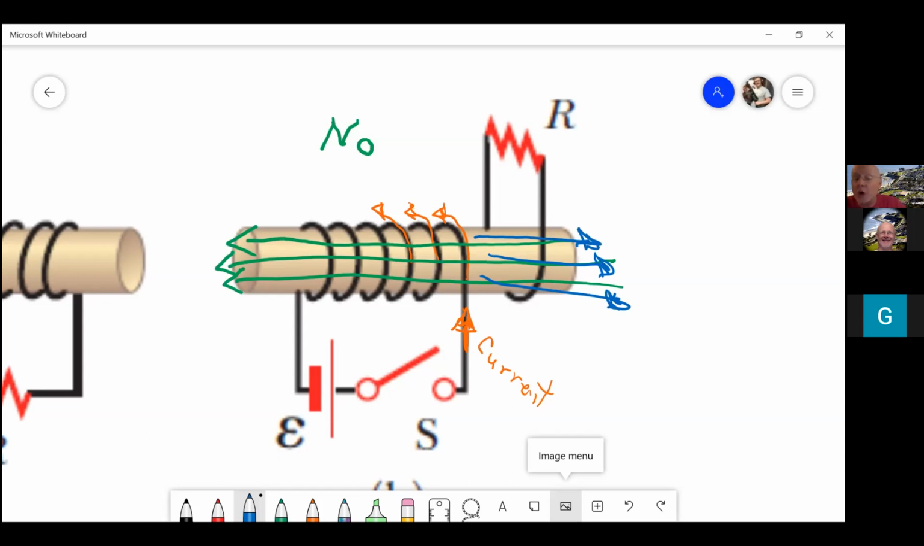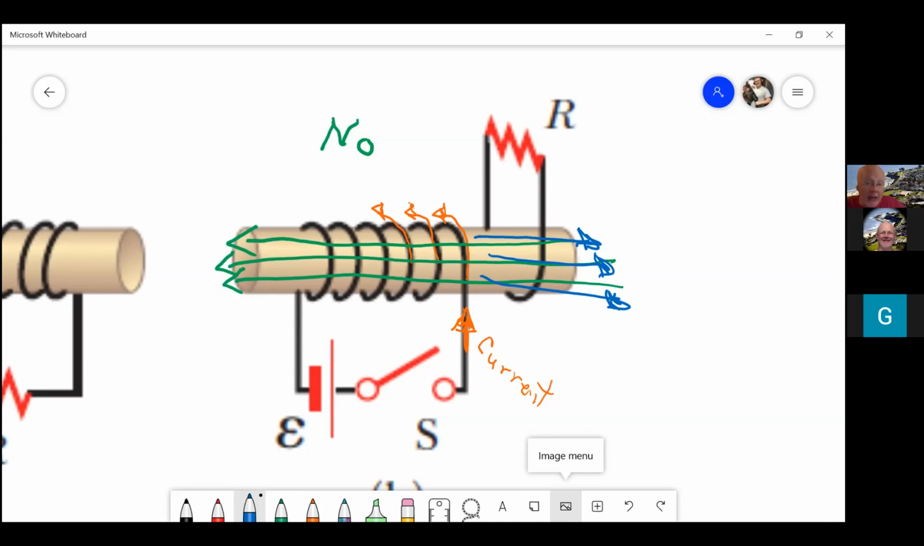So if you make some green flux going from the right to the left, Lenz's law says the induced current will be in such a direction that it will oppose the change. And so in this case, it needs to cancel it off. And so that's why I'm drawing the blue lines. The blue lines then cancel off the green lines. So the blue lines are going from the left to the right.